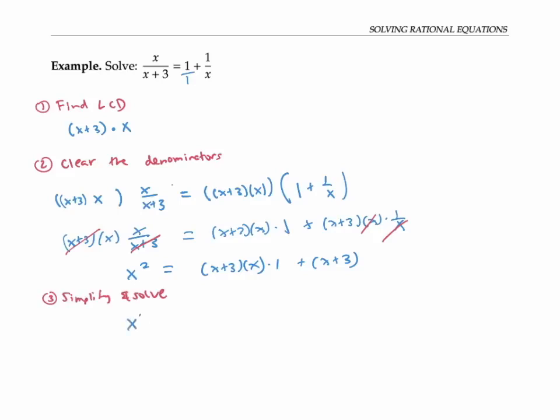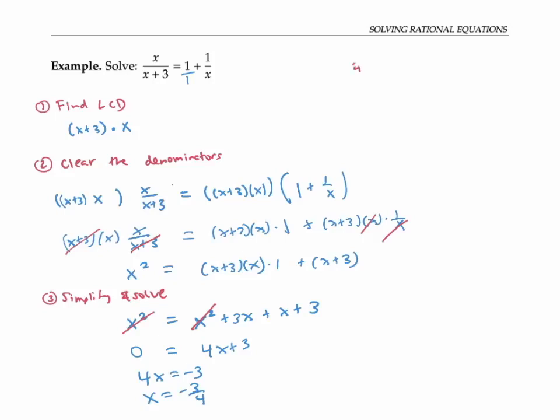So I'll leave the x squared alone. On this side I'll distribute out: x squared plus 3x plus x plus 3. Hey, look, the x squareds cancel on both sides, and so I get 0 equals 4x plus 3. So 4x is negative 3 and x is negative 3/4.